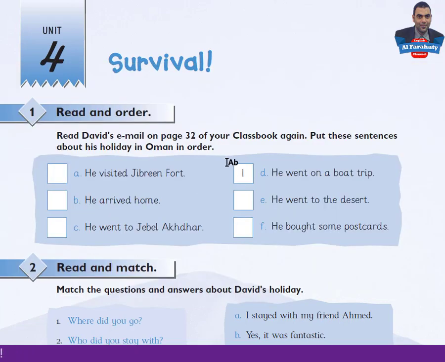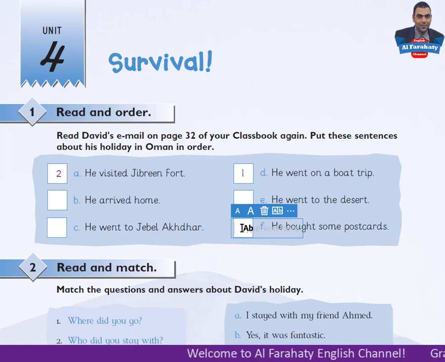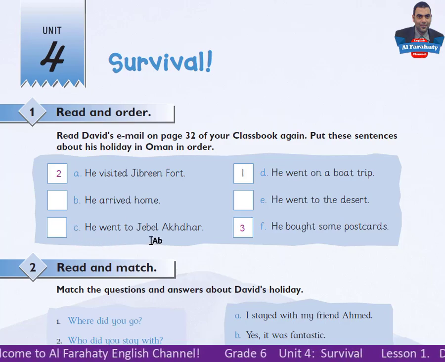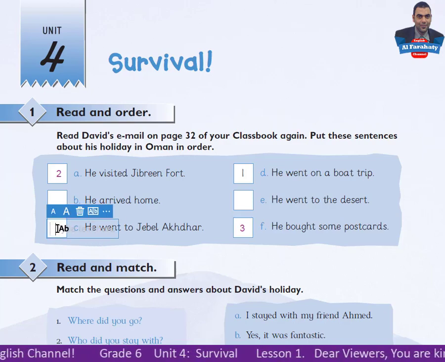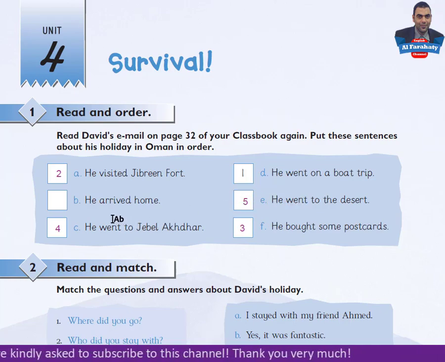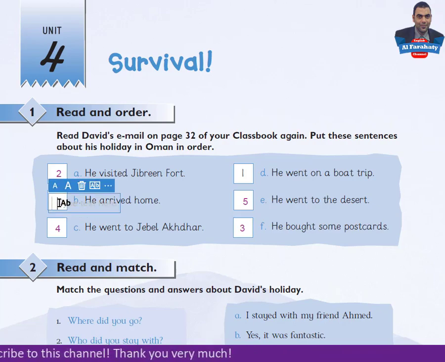Hello again. So, D is number 1. He went on a boat trip. What's number 2? Yes, A. He visited Jibreen Fort. Number 3, F. He bought some postcards. Number 4, C. He went to Jabal Akhdar. Number 5 is E. He went to the desert. And the last one, B, number 6, he arrived home.